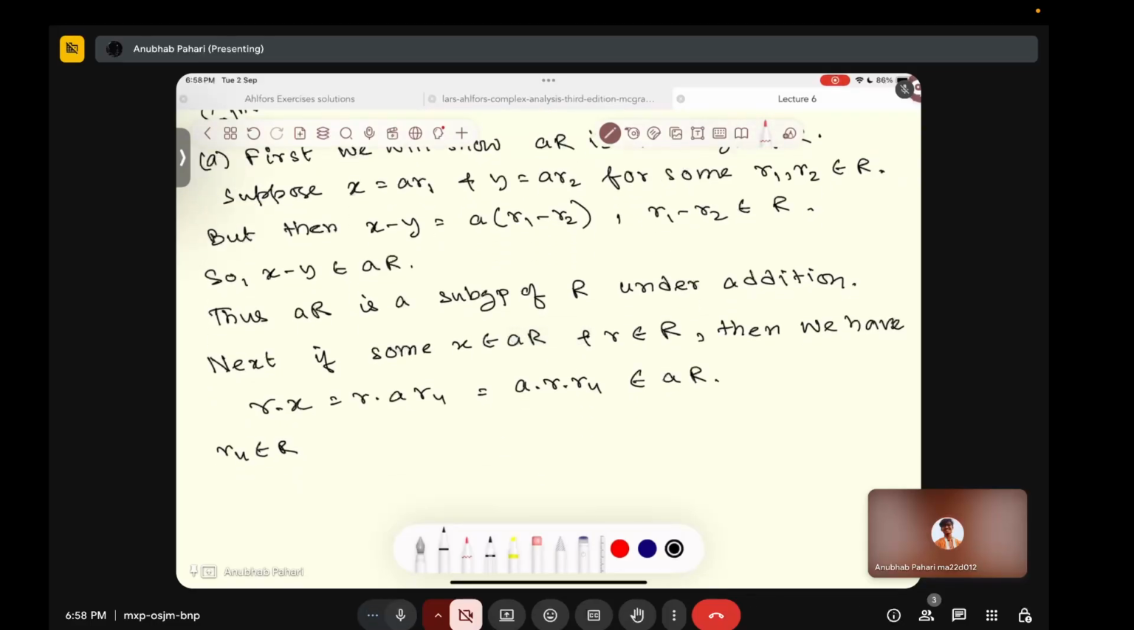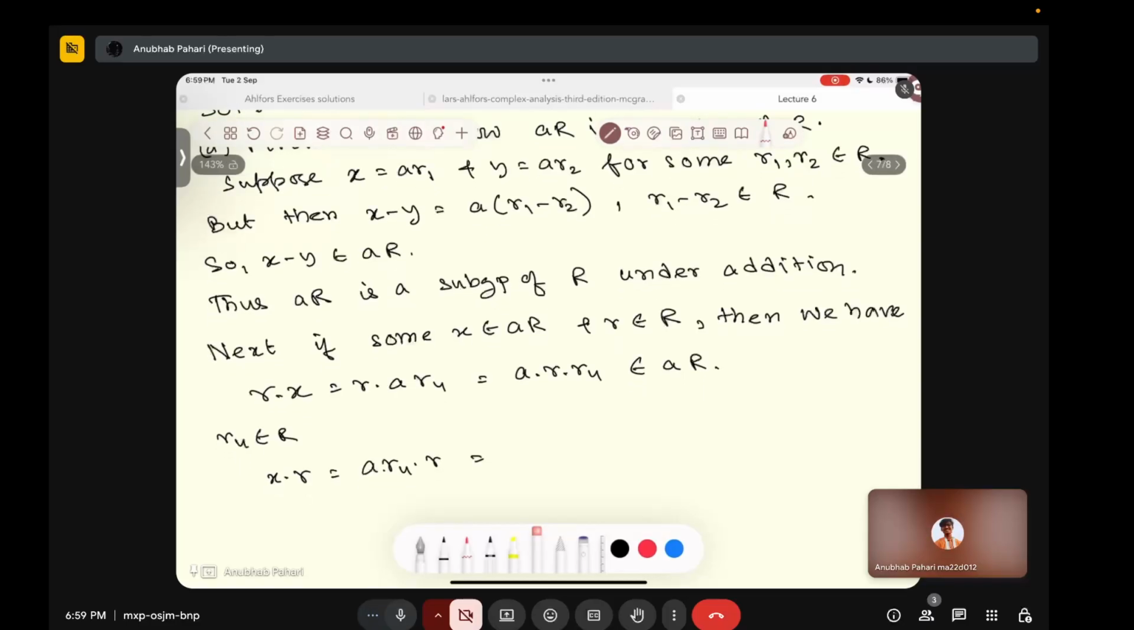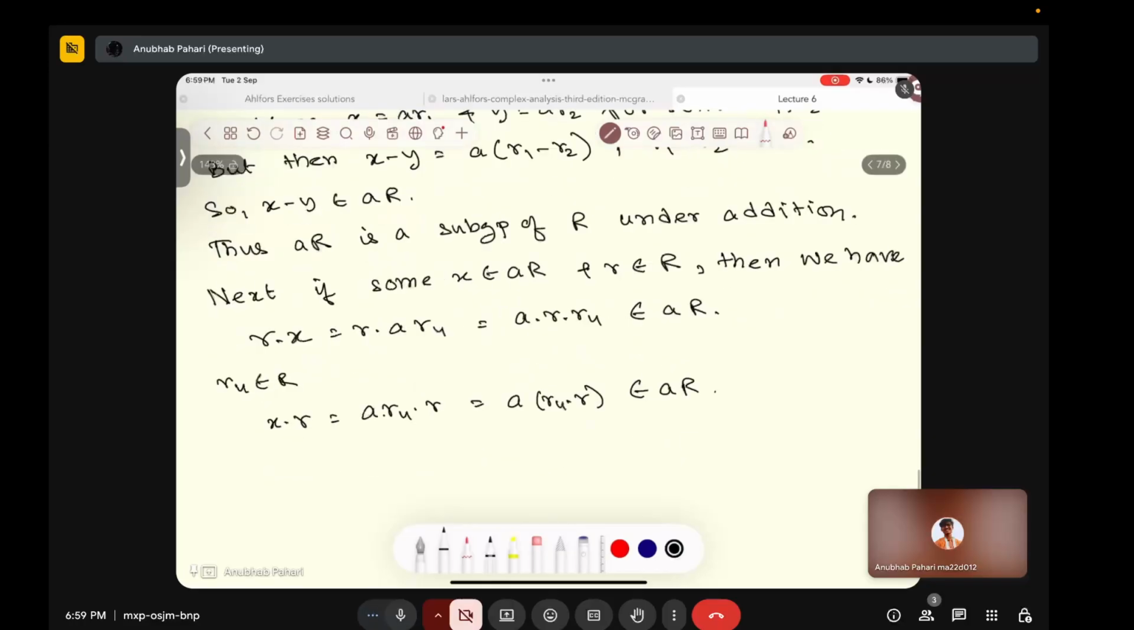Similarly, if you take x dot r, you will see that ar4 dot r equals a(r4 r), and since again R is commutative, you can write it as a r4 r, and again this belongs to aR. So this shows that aR is a two-sided ideal.